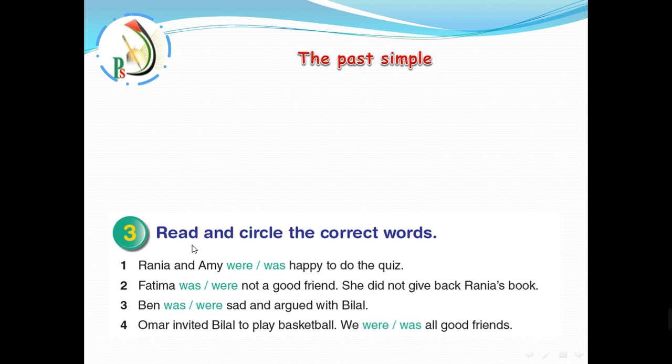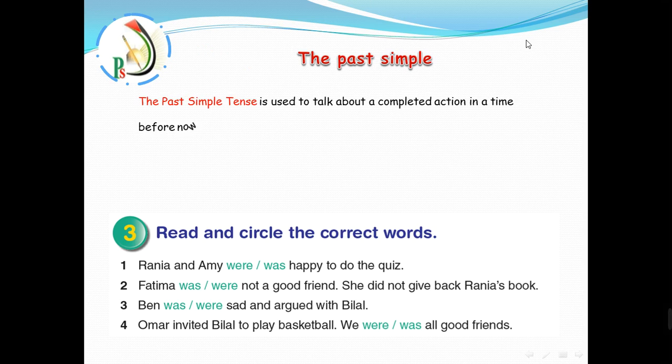Before we start with the third activity, which is read and circle the correct words or verbs, we want to revise the past simple from the previous lessons. So what is the past simple? When do we use the past simple? The past simple tense is used to talk about a completed action in a time before now. A completed action in the past. You did it, and you finished doing it.